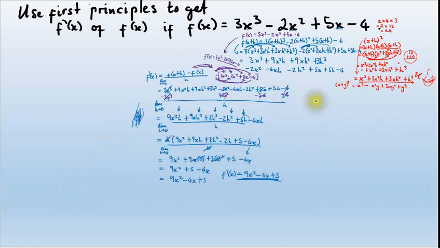Right, and there we have it. There it goes. You can screenshot, you can zoom, you can do whatever you want, and that is our answer. It's 9x squared minus 4x plus 5. That's your answer. You would have derived.